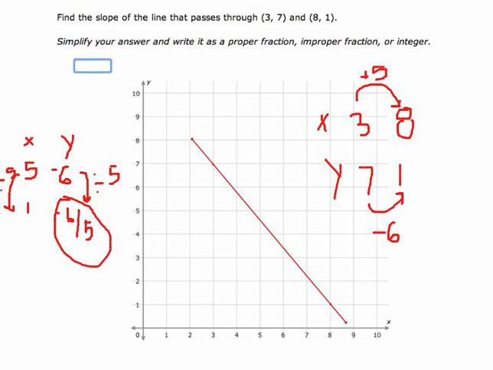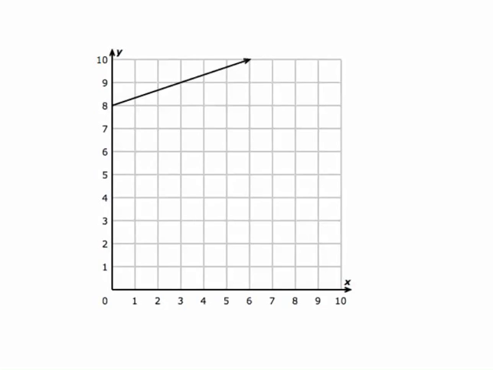Go ahead and practice these next problems on your own, and then I can review them if you would like. So pause this video, find the slope, and then press play and check your answer.